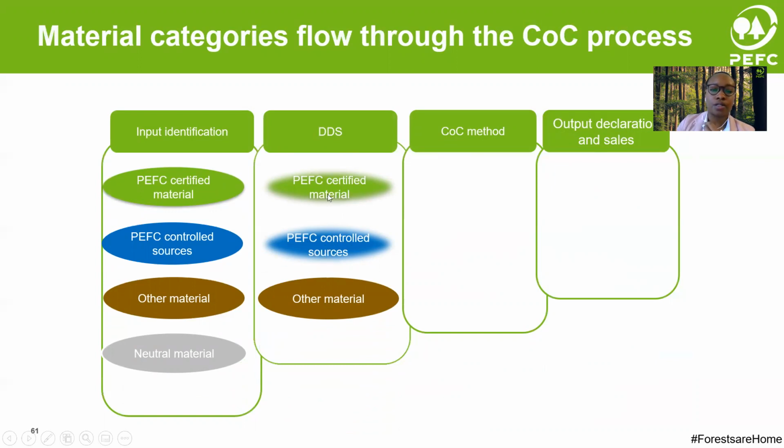For PFC certified material, basically material as input having PFC claims also have to go through the first process of DDS, which is to identify that this material is actually coming from or has a PFC claim. So once you access information showing that the material has a PFC claim, then it doesn't need to go through the other processes of DDS. Automatically, it is declared as PFC certified material. So these are just the examples.